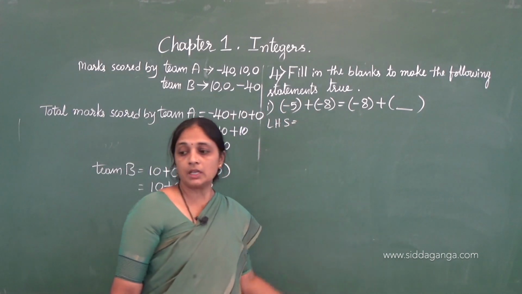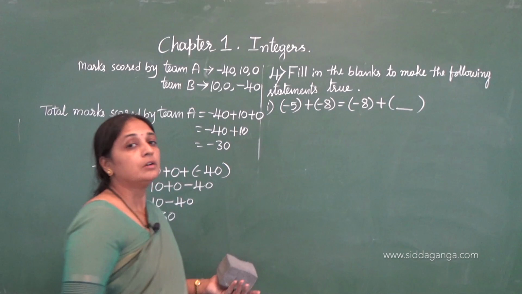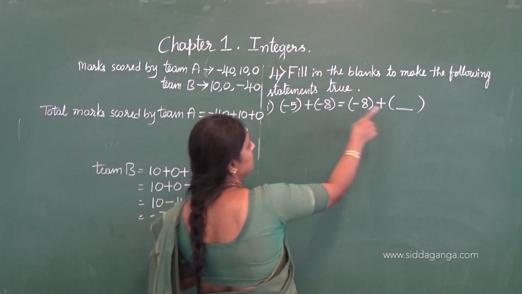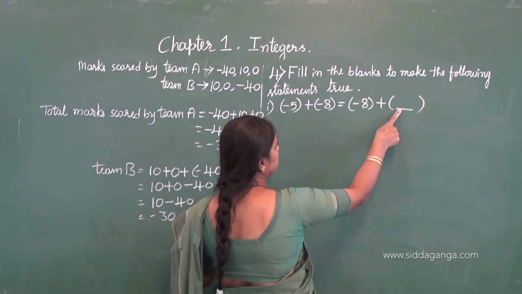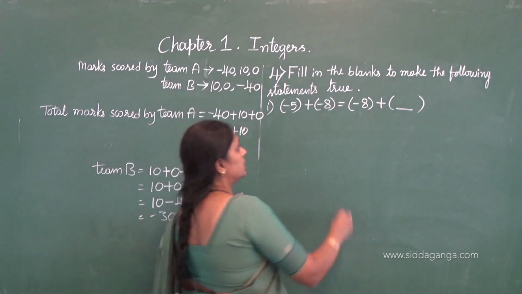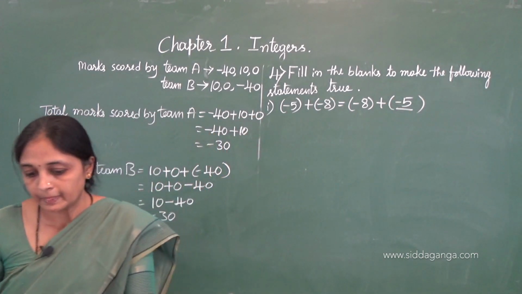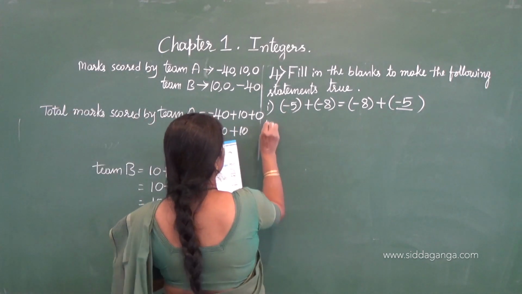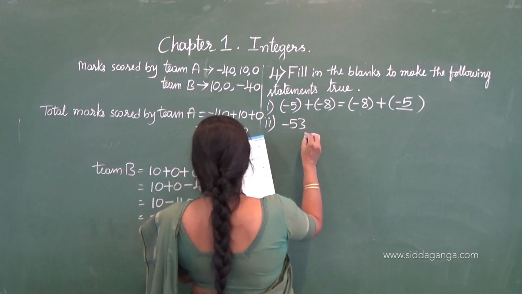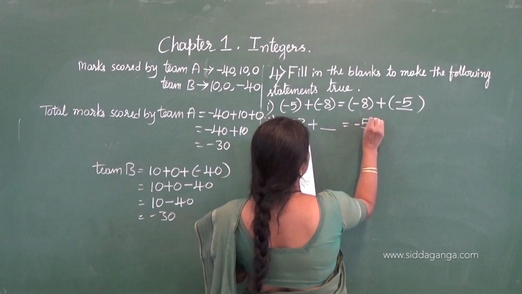They have given LHS equals RHS, and here we should think what integer we can fill there. What integer can we fill? It's -5, because LHS and RHS are equal. For that we can fill -5 here. And for the second one, -53 plus blank is equal to -53.